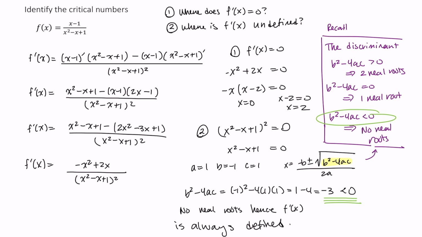Okay, finally we can write out our conclusion. Our only critical values of f of x are x equals 0 and x equals 2.